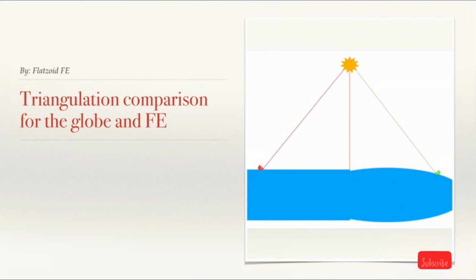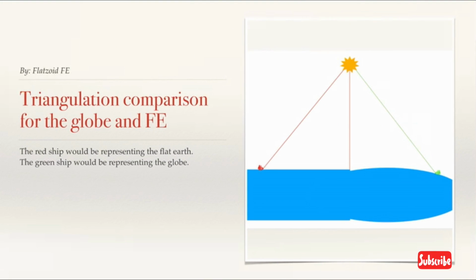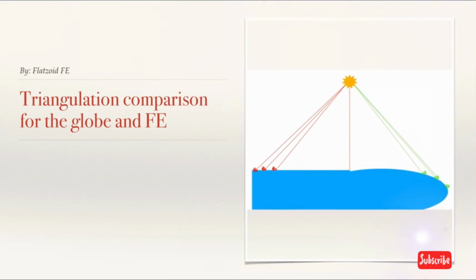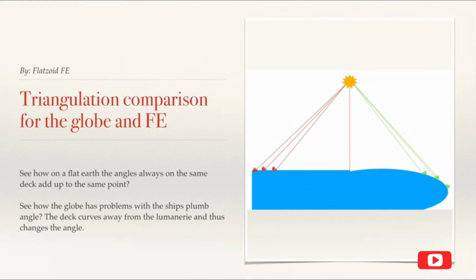Okay, let's compare the triangulation methods. The red chip is for the flat earth and the green chip is for the globe. I think you can already see the problem here. You can see the green chip's plumb is not going to show the same at different distances. It's going to have a new plumb, so it's just going to have a different vertical towards Polaris. So it's always going to change the angle. The further away you get, the more the angle is going to change because of the surface you're standing on. You're never going to get an accurate observation reading.